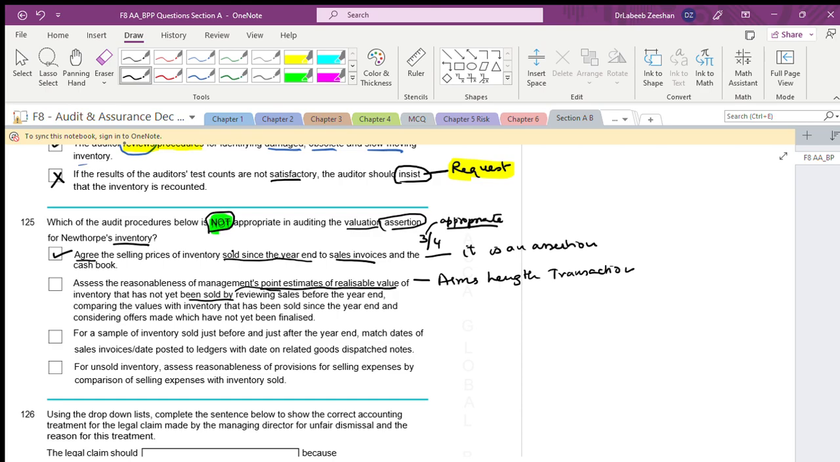What they are doing? By reviewing the sales before the year end, we will see the point estimates. If they are based on the last sales prices, definitely they will make an estimate of what will happen. Comparing the values with inventory which has been sold since the year end and considering which has not been finalized. If they are based on the actuals, they are making a point estimate. This is also a concept of valuation in terms of assertion.